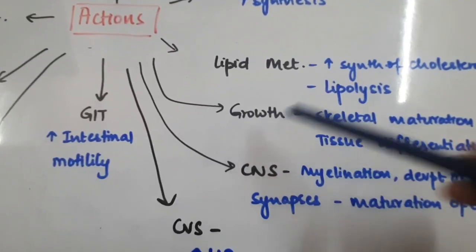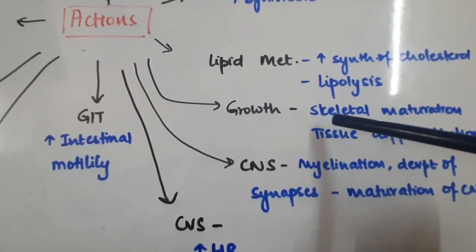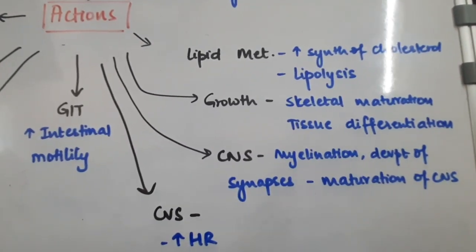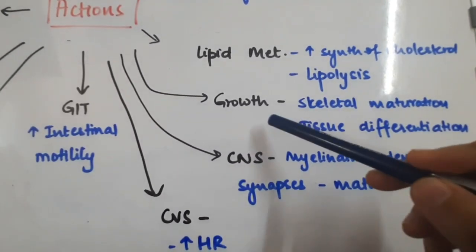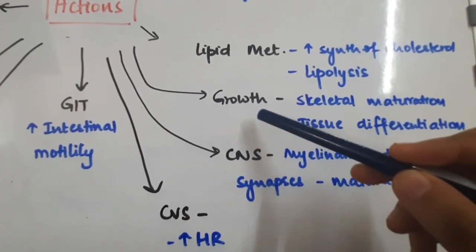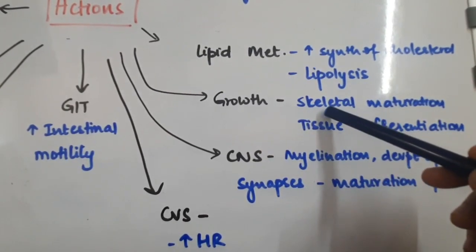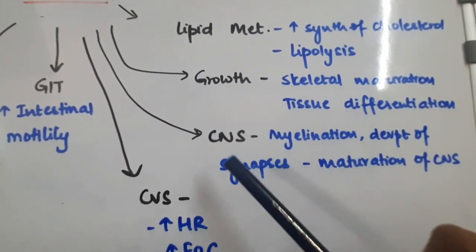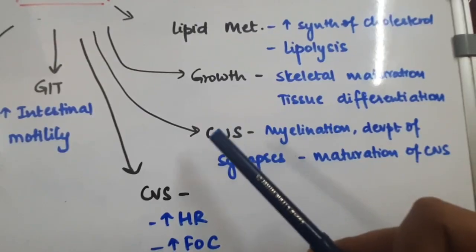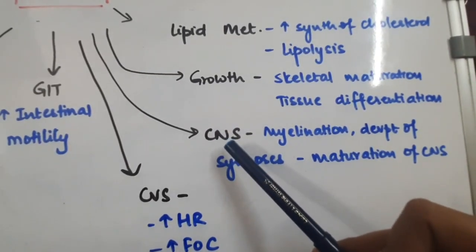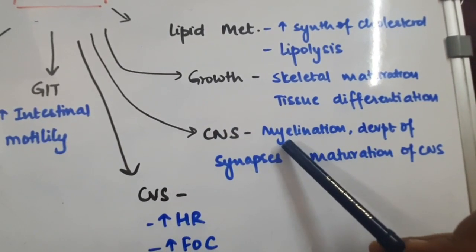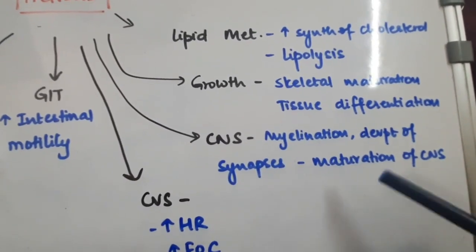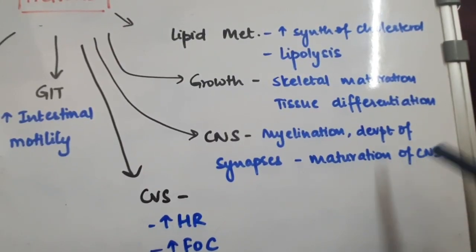If we look at growth, the thyroid hormones are very important for skeletal maturation and also for tissue differentiation. So they help in growth in a child. They are very important for growth of a child because they are important for skeletal maturation and tissue differentiation. In the CNS, thyroid hormones are very important for development because in a child they will cause myelination of nerves and development of synapses. So they are overall very important for maturation of the CNS.